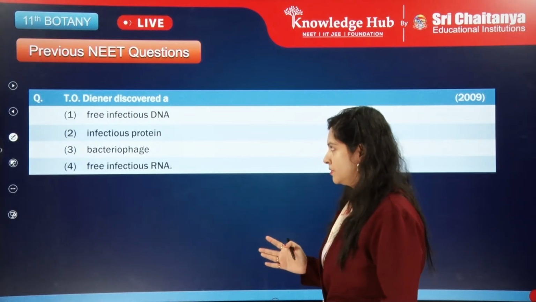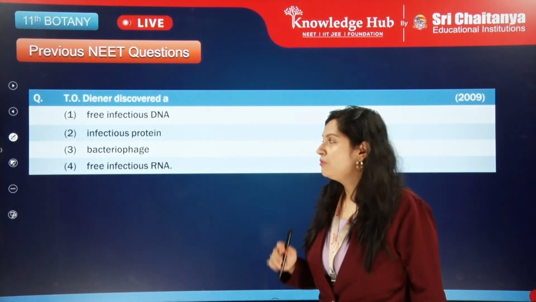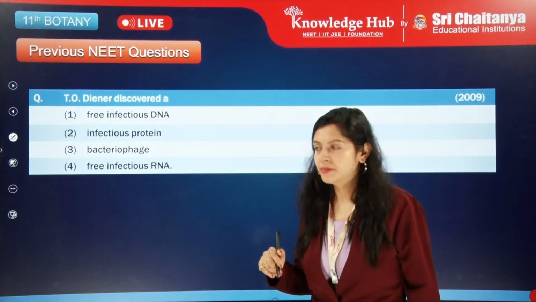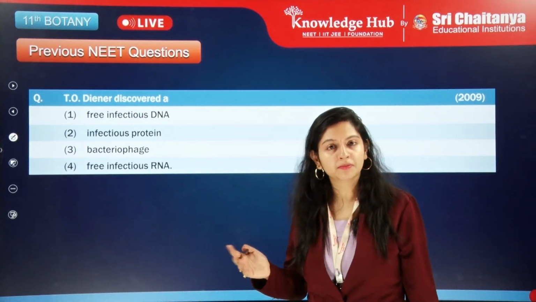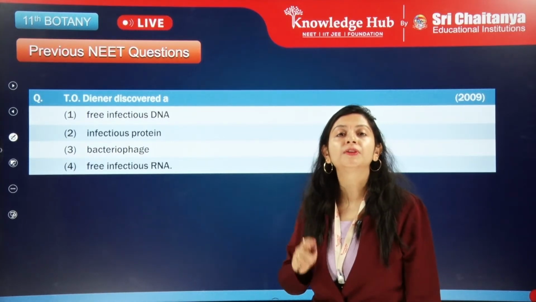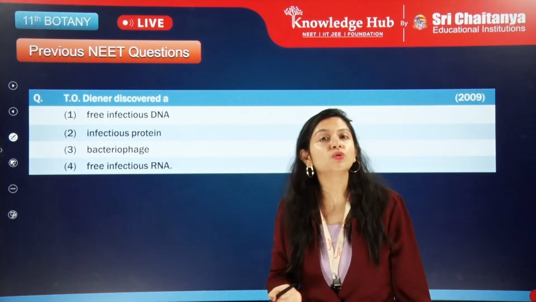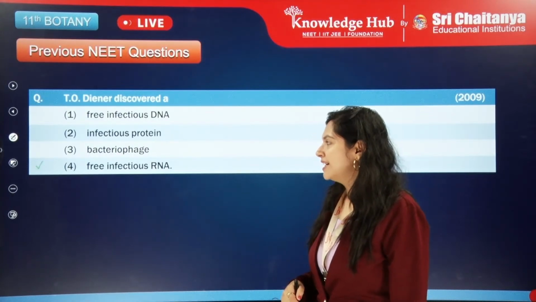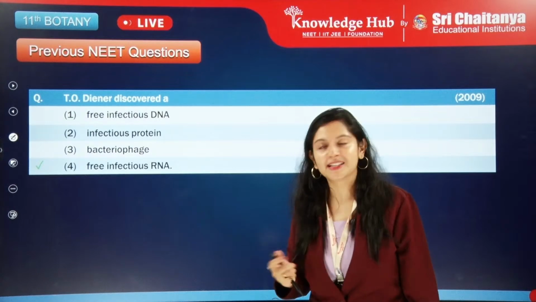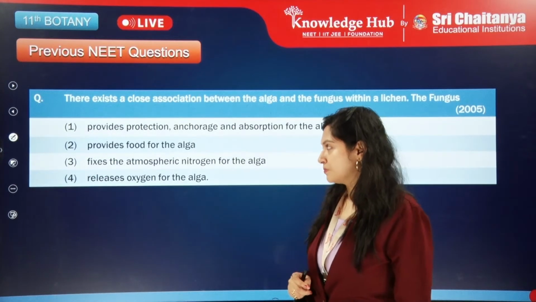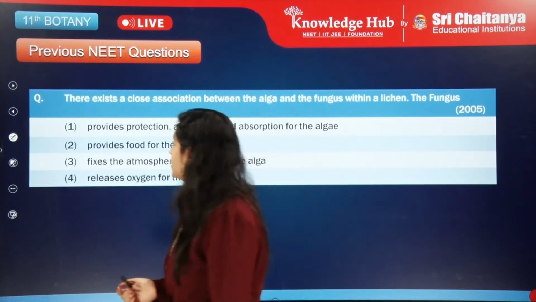T.O. Diener discovered what? Free infectious DNA, infectious protein, bacteriophage, or free infectious RNA, which is true? Okay, let's see the correct answer. Free infectious RNA is the correct one. Okay, now let's do one more.